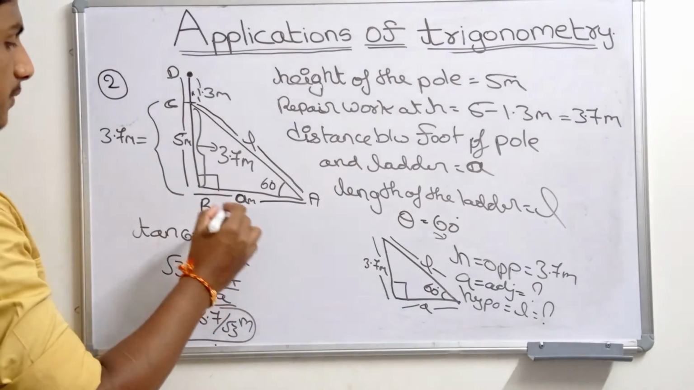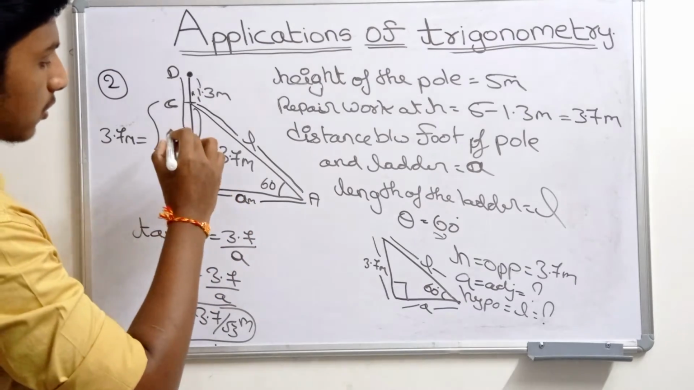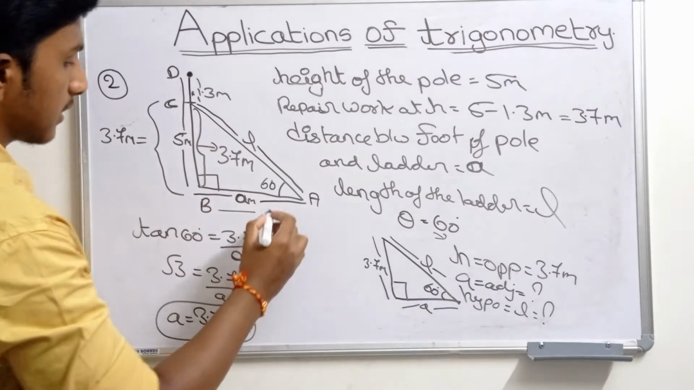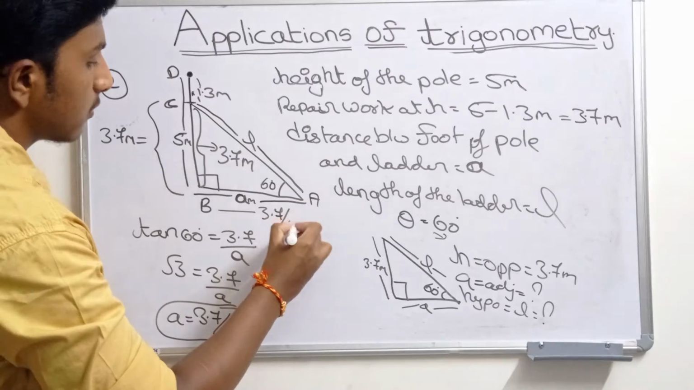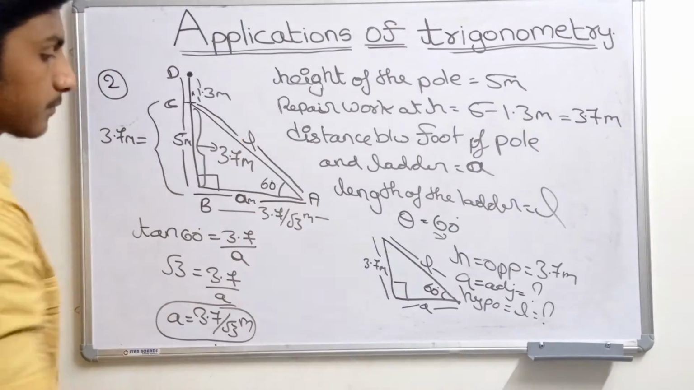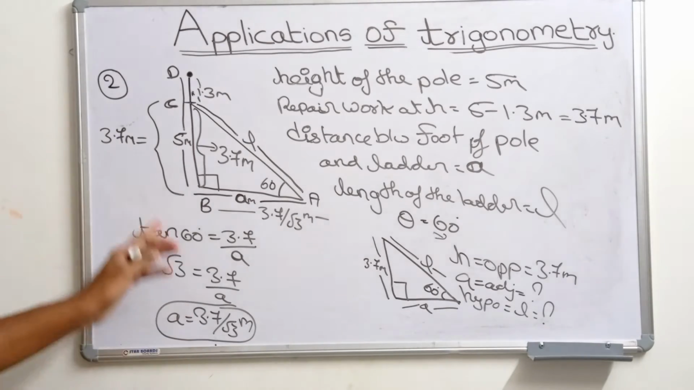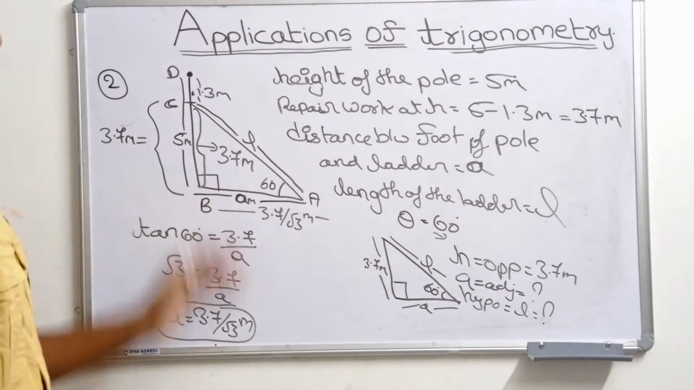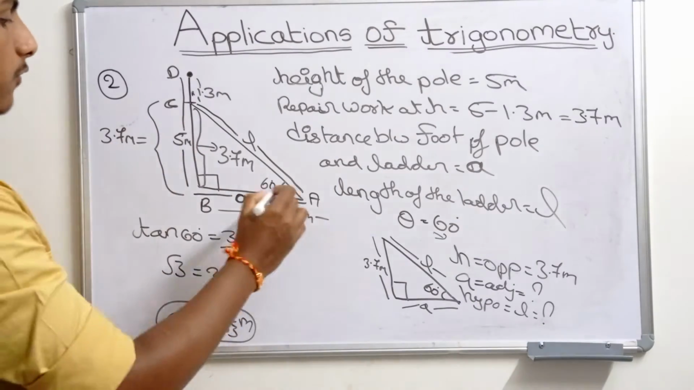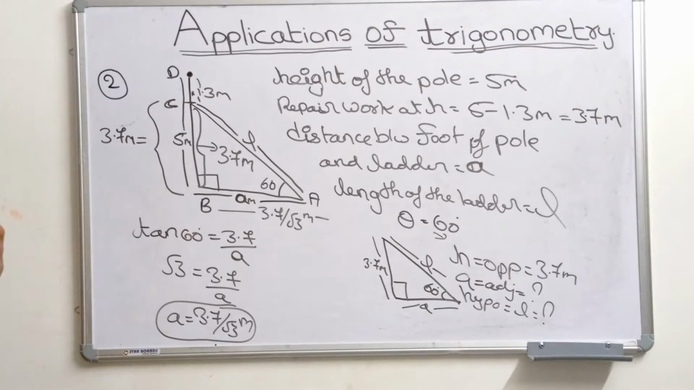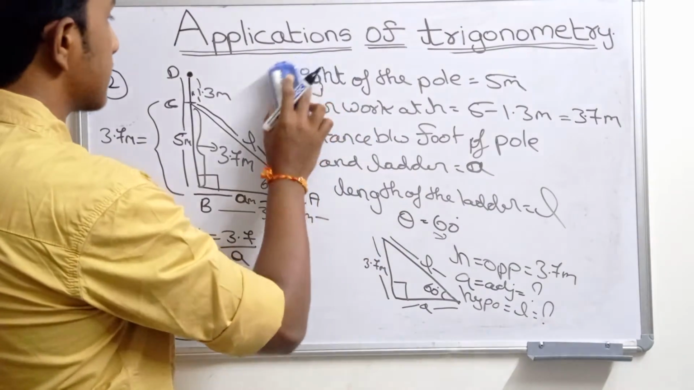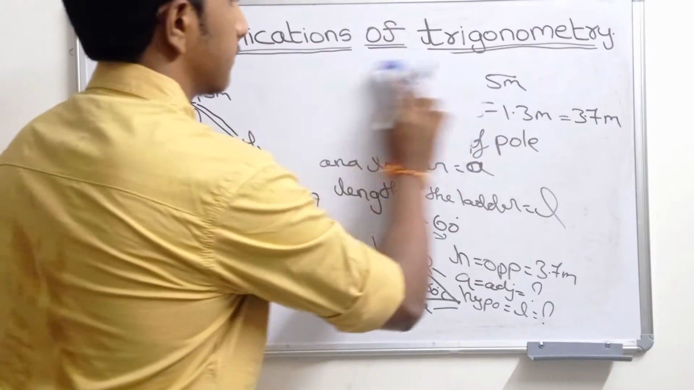That means the distance between the foot of the pole and foot of the ladder is equal to 3.7 by root 3 meters, guys. The distance between the foot of the pole and foot of the ladder is 3.7 by root 3 meters. So I'm erasing this, guys. The place is not sufficient.